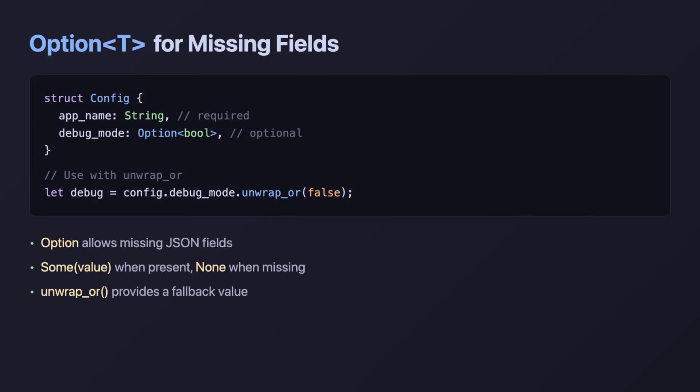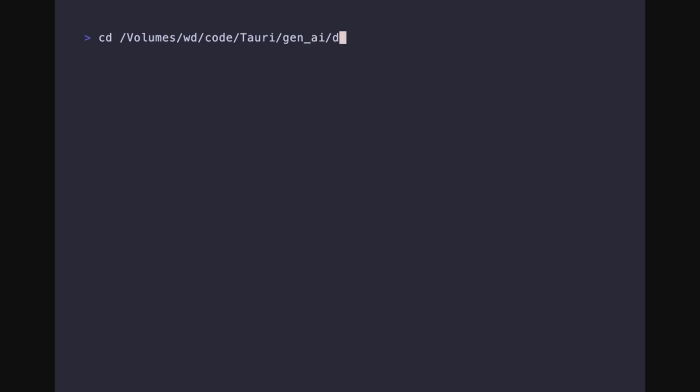What if some config fields are optional? Option<T> lets fields be missing from JSON. Use unwrap_or to provide a fallback value. Let's make some fields optional.